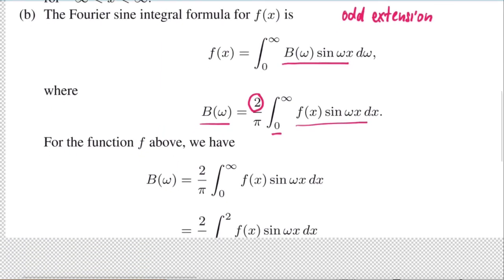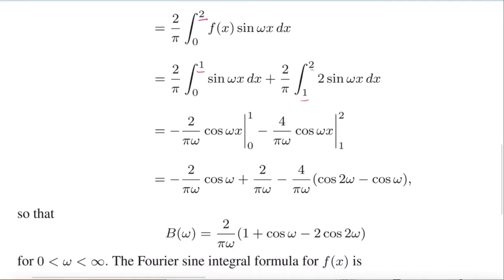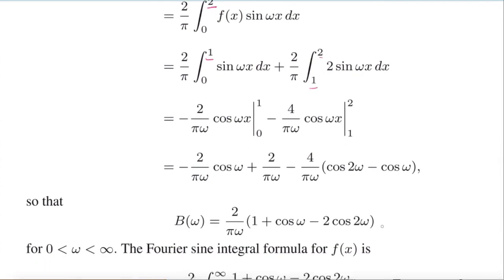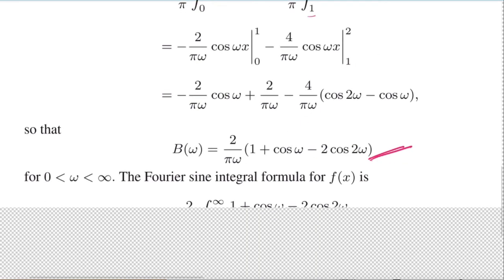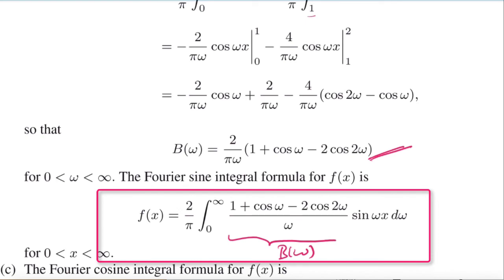Alright, so let's integrate once more. So here it is. Instead of infinity we can integrate to 2. We split it up into integral from 0 to 1, integral from 1 to 2, integrate the sine, getting the cosine terms like written here. So then b comes out to be this coefficient. Then we can sub in the b right here. This is b of omega. And then we have the Fourier sine integral formula.